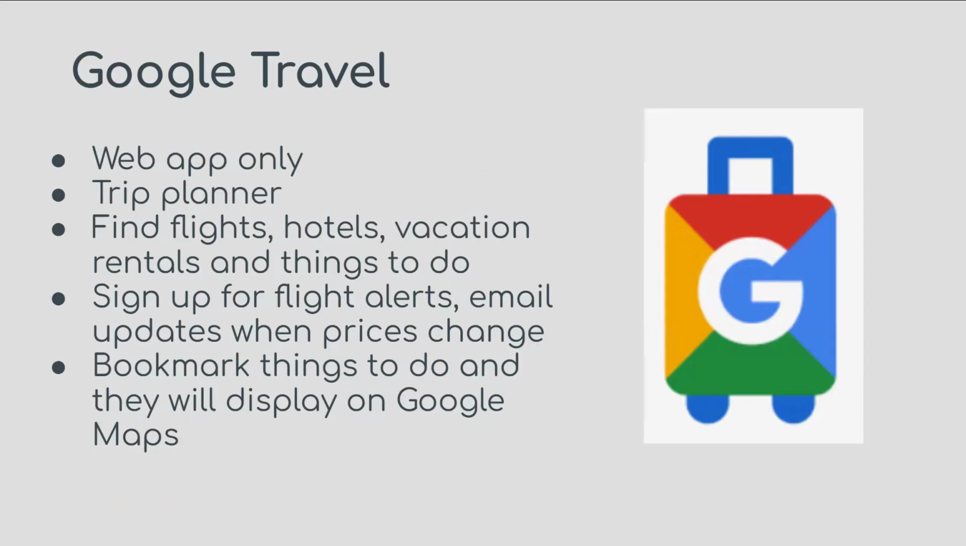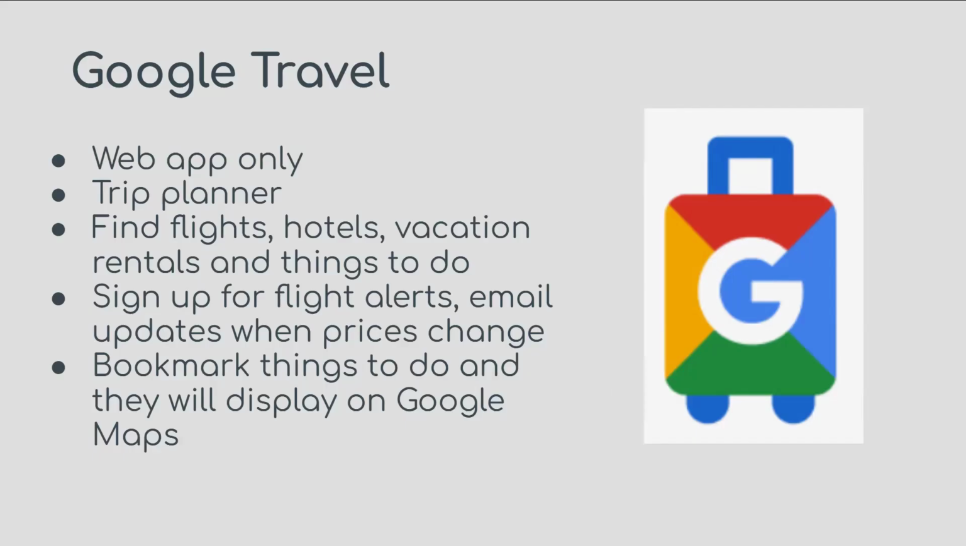And then there's Google Travel. Now, Google Travel is web-based only, which means it's not an app that you can download onto your device. It's a virtual trip planner, so you can find flights, hotels, vacation rentals, and things to do wherever you're planning to travel to. You can sign up for flight alerts and email updates when prices change. So if you're looking for an airline ticket in a particular price range, Google Travel can alert you to when the price is expected to drop and where you can purchase your airline ticket for the price that you're looking for.